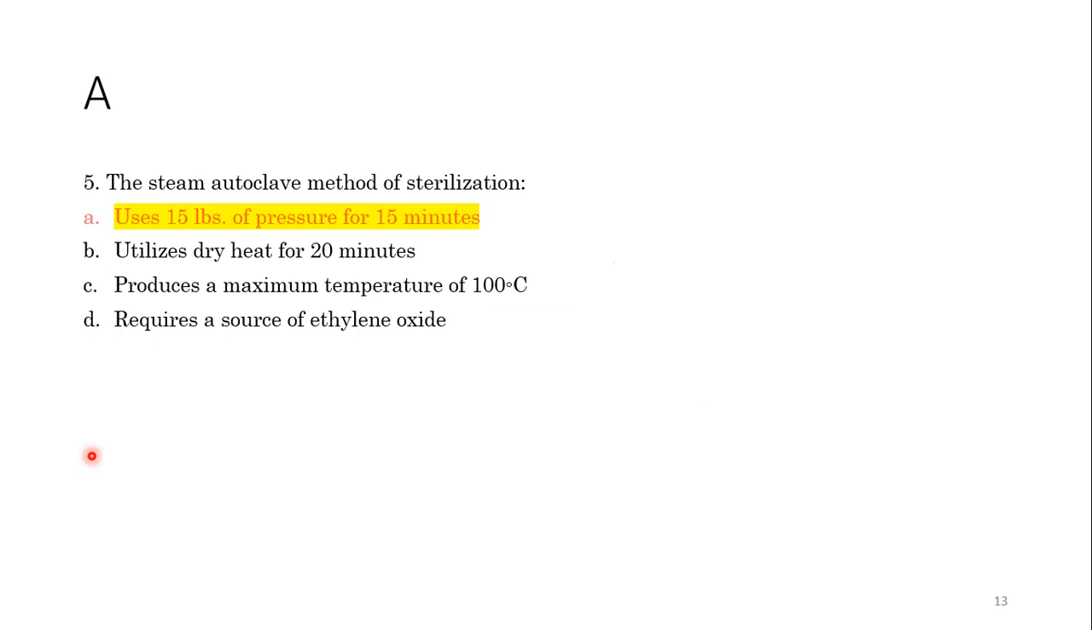Autoclave is considered as the fastest and the simplest method of sterilization. It applies 15 pounds of pressure for 15 to 20 minutes, with 121 degrees Celsius as its temperature. Again, the application of autoclave is 121 degrees Celsius, 15 psi or pounds per square inch, for 15 to 20 minutes. Okay, so the correct answer for number 5 is letter A.